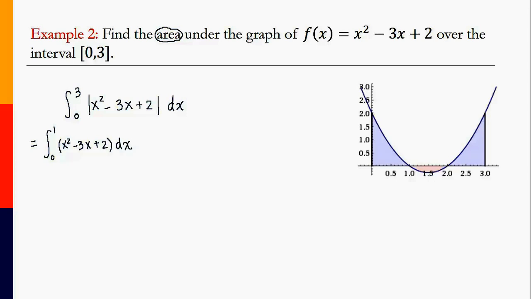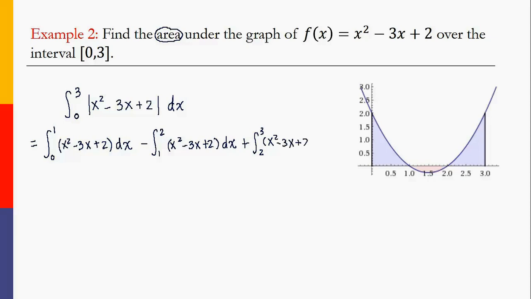For the second part, from the interval 1 to 2, the function is negative. So if we just simply calculate the integral from 1 to 2, we will get a negative number. But because area must be positive, we need to subtract the negative area. And finally, we will add the positive area from 2 to 3 of x squared minus 3x plus 2 dx.